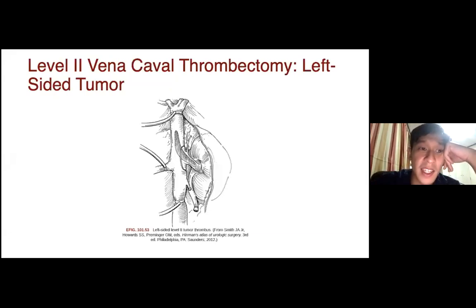So next is the level 2, the left-sided tumor. So vascular control is obtained sequentially in this order. First, the left renal artery is ligated, and then the infrarenal IVC is clamped, and then the contralateral right renal vein is clamped, and then the suprarenal IVC is clamped. And lastly, the accessory hepatic veins are ligated to the caudate lobe. So this maneuver is to gain 2 to 3 cm extra infrahepatic IVC exposure.